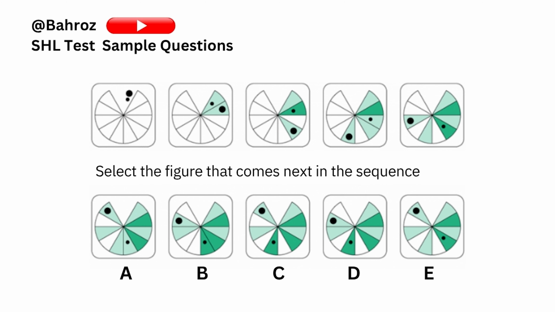Next, the color of the segments is also part of the pattern. The first time a dot lands on a segment, it turns light green. If a dot lands on that same segment again, it becomes dark green. So every time a segment gets visited, the color shows how many times it's been hit. Now if we follow all these patterns, where the dots move and how the colors change, the only option that fits is A. So the correct answer is option A.